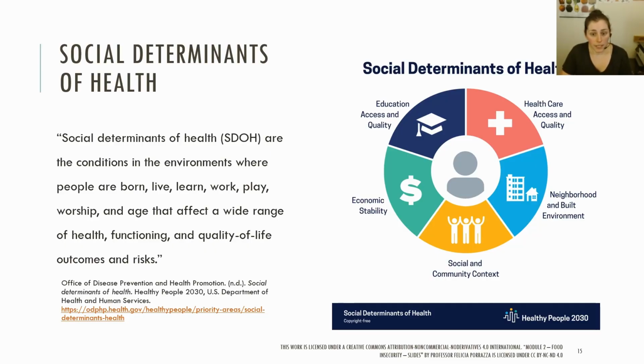There are 5 domains: economic stability, education access and quality, healthcare access and quality, neighborhood and built environment, and social and community context. The SDOH impacts an individual's health, well-being, and overall quality of life. Social determinants of health likely drive and compound the racial and ethnic differences in obesity prevalence. SDOH contribute to wide health disparities and inequities.